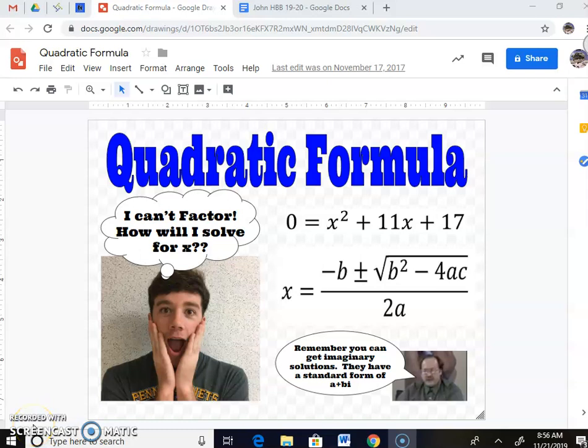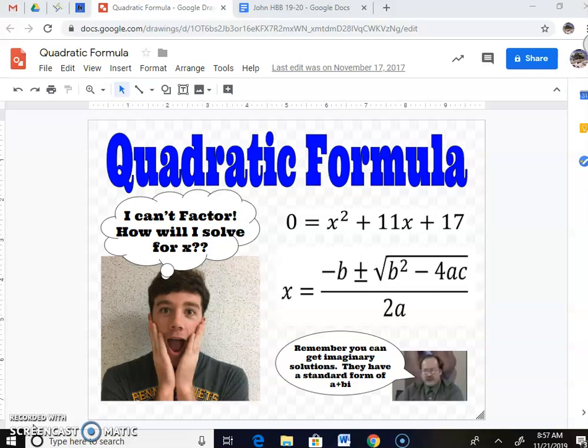Okay, so our next lesson is going to deal with solving equations that look like this: 0 equals x squared plus 11x plus 17. But Mr. Schieber, we already did these. If you have an x squared and an x, that means you have to factor. So we're going to take 1 times 17, factors of 17 that add to give me 11. There are no factors of 17 that add to give you 11.